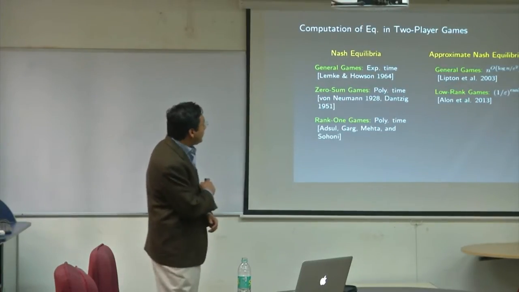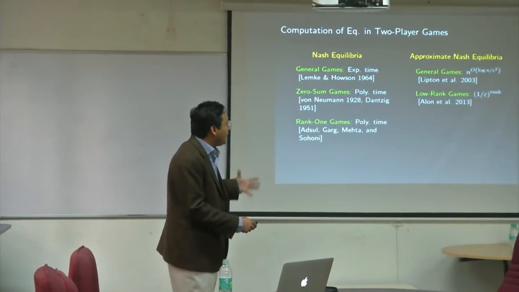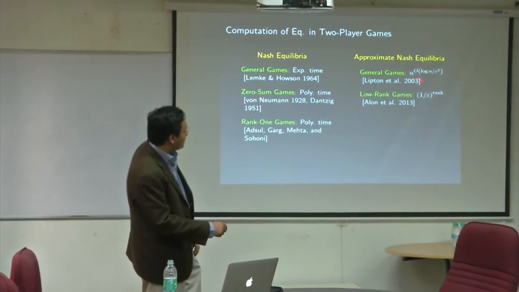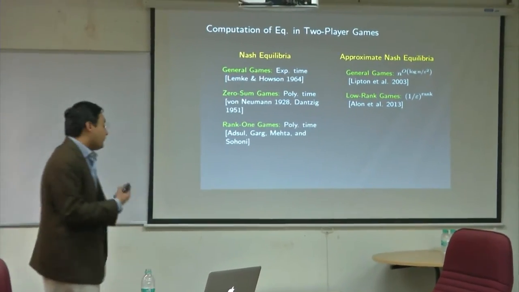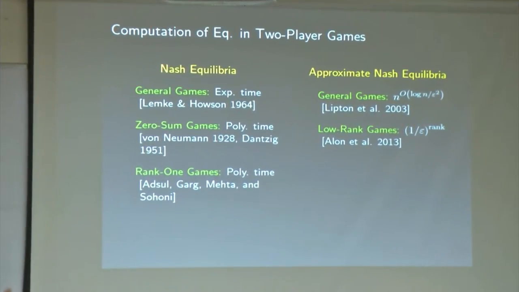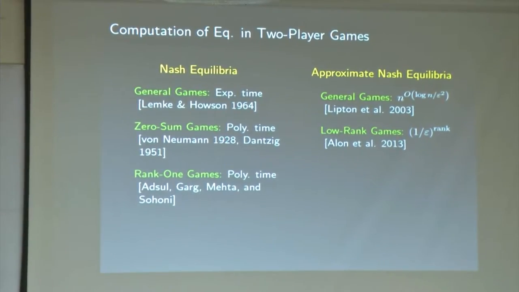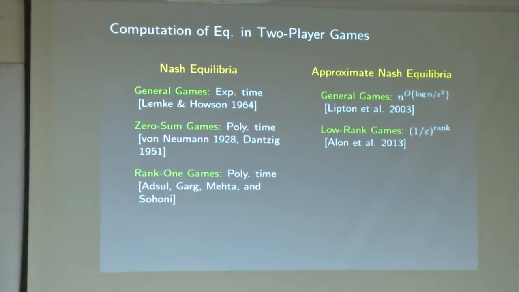Now, moving on to the approximate side of things, the best known algorithm for finding an approximate Nash equilibria, an epsilon Nash equilibria, runs in time n to the log n. It's a sort of famous result by Lipton, Markakis, and Mehta. This gives a quasi-polynomial time algorithm for computing approximate Nash equilibria in two-player games. So, trying to understand whether this can be reduced to a polynomial is a really important question in algorithmic game theory. And again, there are specific classes of games where approximate Nash equilibria can be computed efficiently.